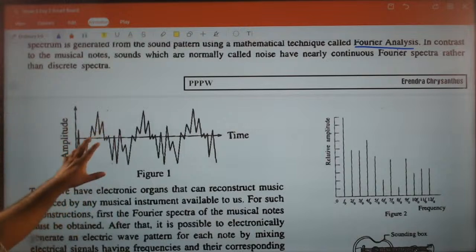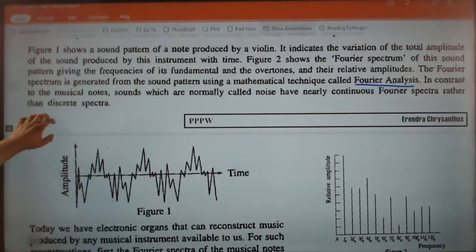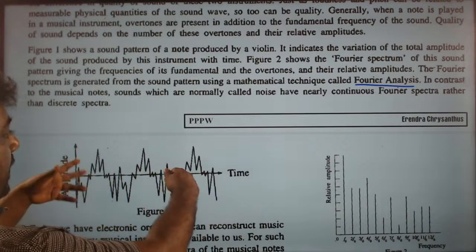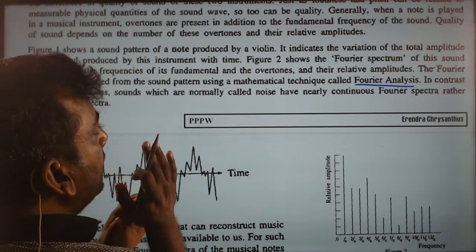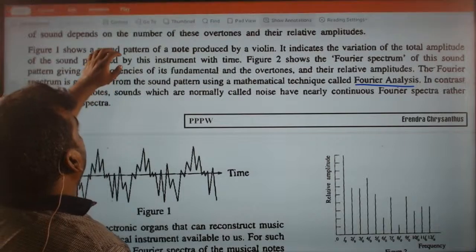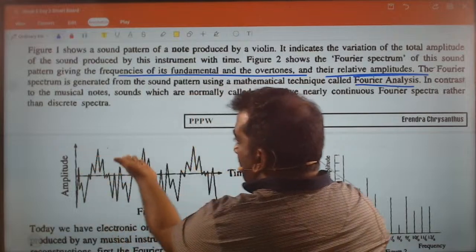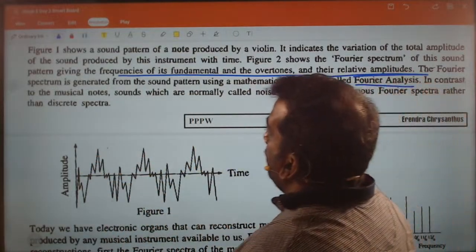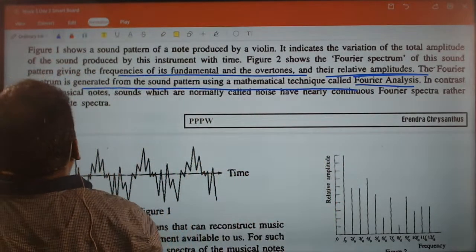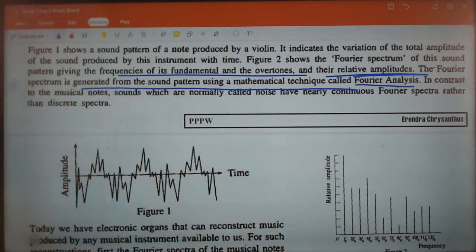What they have done is, look at this amplitude, different amplitudes at different times. The Fourier spectrum of this pattern gives the frequencies of its fundamental and its overtones and their relative amplitudes. The Fourier spectrum is generated from the sound pattern using a mathematical technique called Fourier analysis. You can convert this wave into a signal pattern like this, ones and zeros.